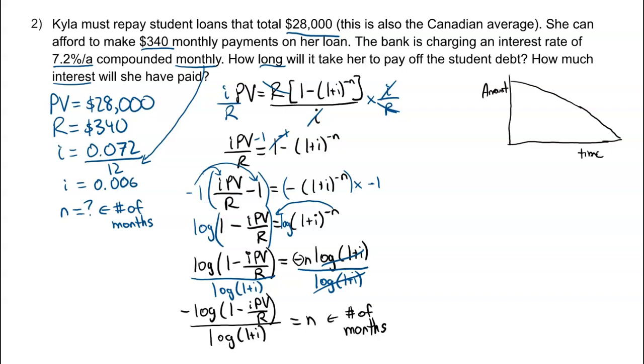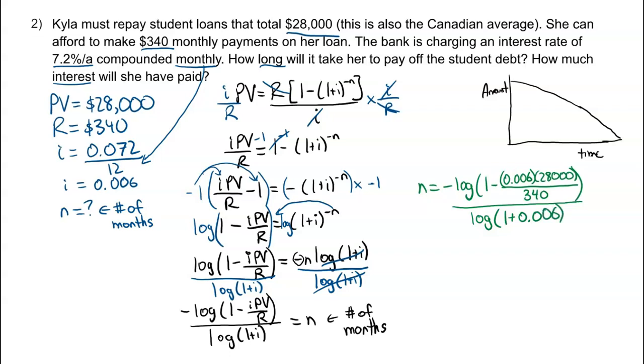So let's go ahead and sub some numbers in and actually solve this now. So n is equal to negative log of 1 minus, the I value was 0.006. We're going to multiply that by the present value of $28,000. And we're dividing that by the regular payment of $340 that she's making. Then we're going to divide all of that by log of 1 plus I, 1 plus 0.006.